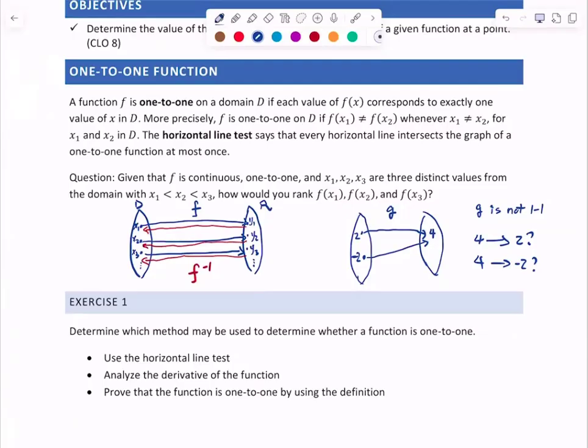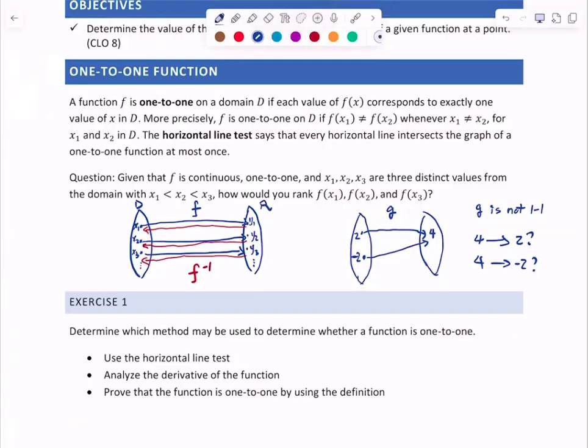Okay. So f is 1-to-1 and continuous, and then we have 3 distinct values, x1, x2, x3 in the domain. x1 is smaller than x2, x2 is smaller than x3. So what's going to happen to the values f of x1, f of x2, f of x3? How do you line them up? 3, 2, 1. What can happen?